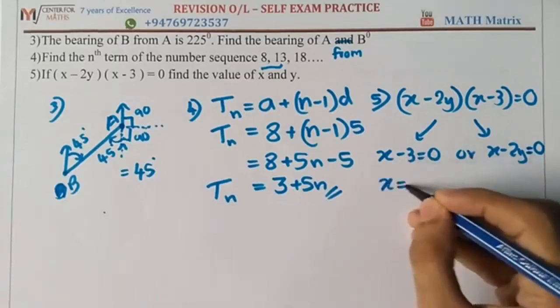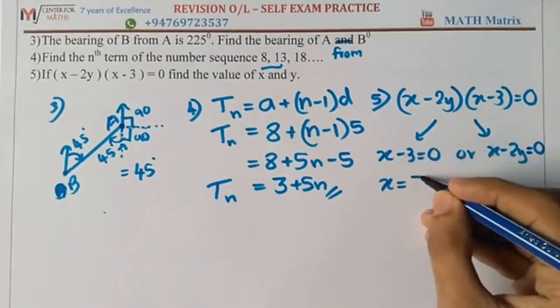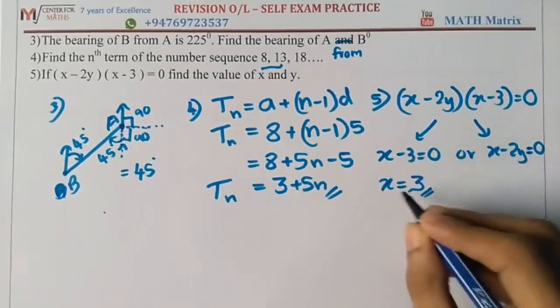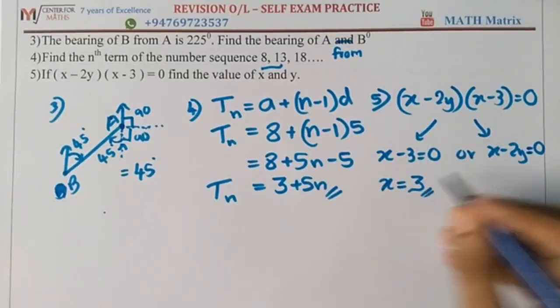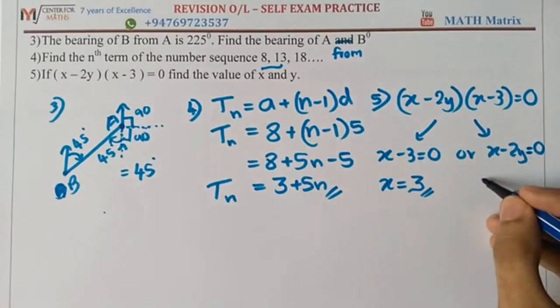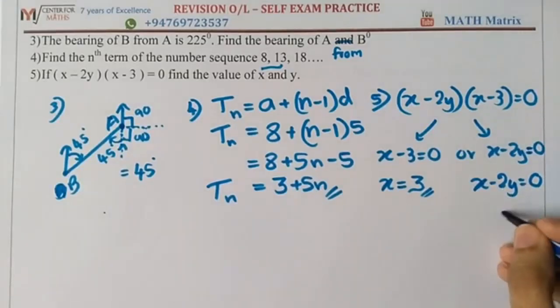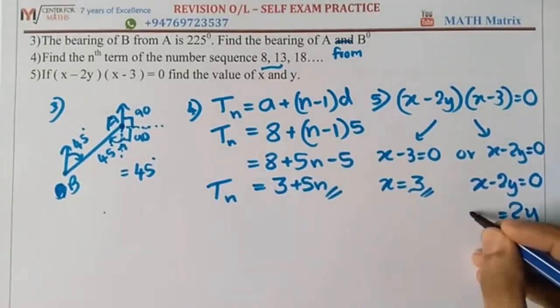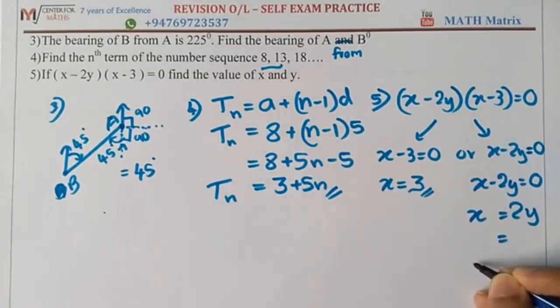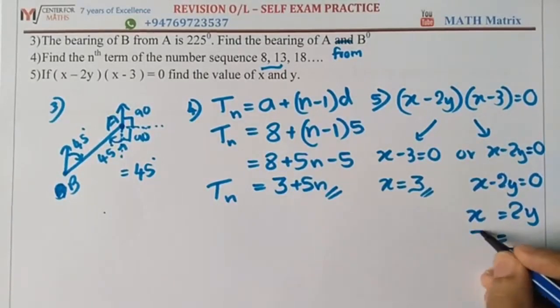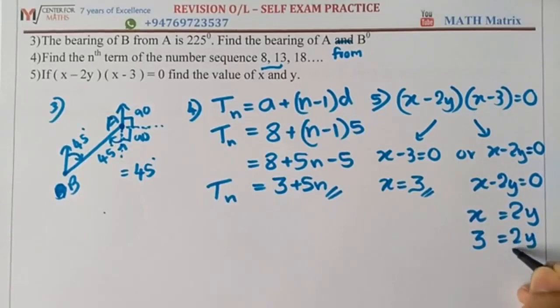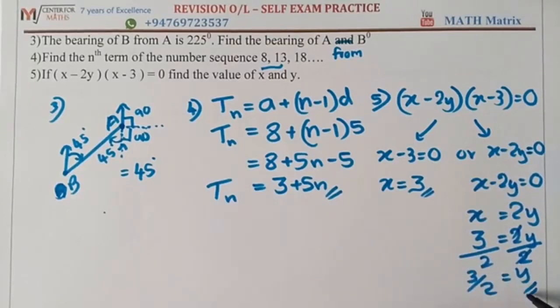How to find the value of x? x minus 3 equals 0, and if we take that 3 to the right side, there will be plus 3. Now we have the value of x. Now can we find the value of y or not? Yes. We'll say x minus 2y equals 0. To find the value of y, I am taking this minus 2y to the right side. Then there will be plus 2y and here x. Now we'll substitute: the value of x is 3, so 3 equals 2y. To make y the subject, we have to divide both sides by 2. So therefore the value of y equals 3 over 2. That's it.